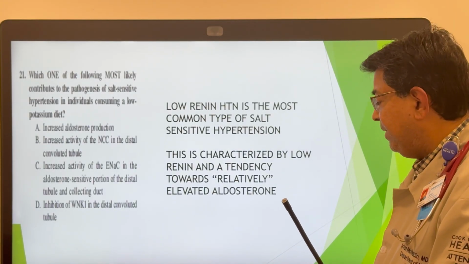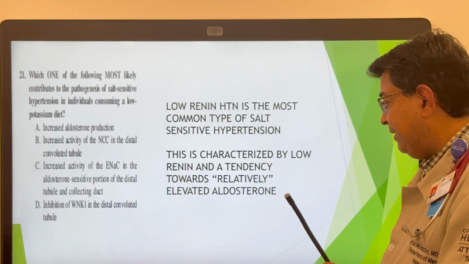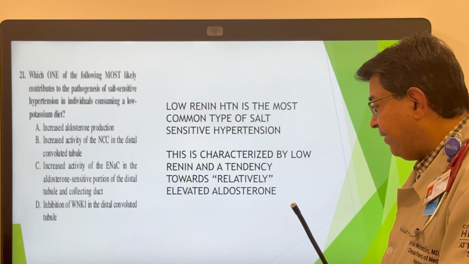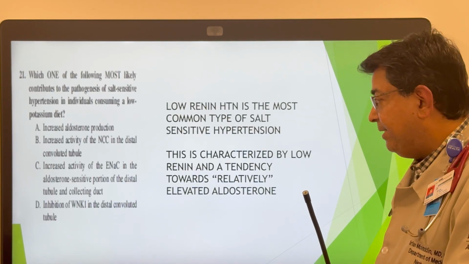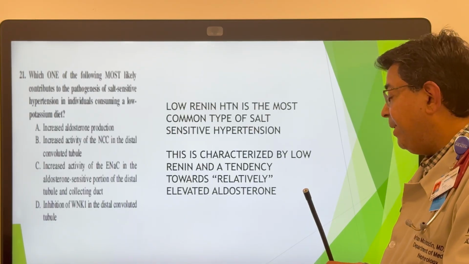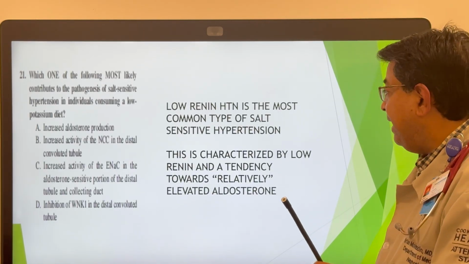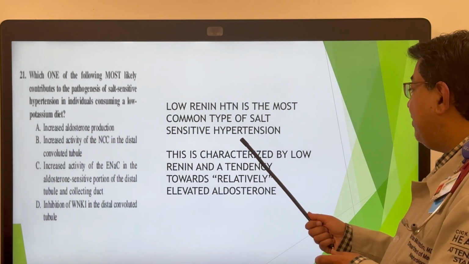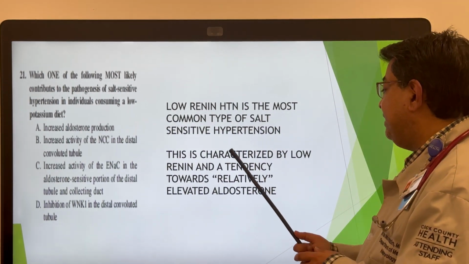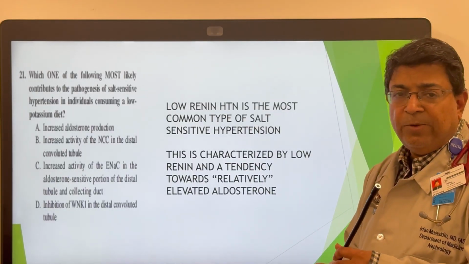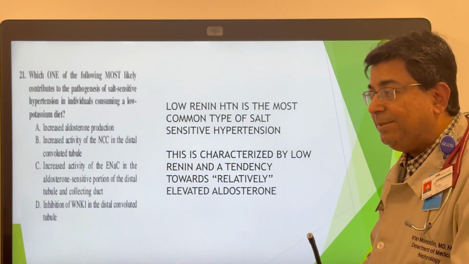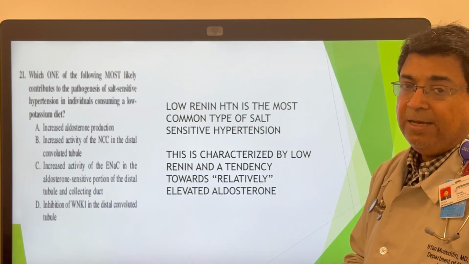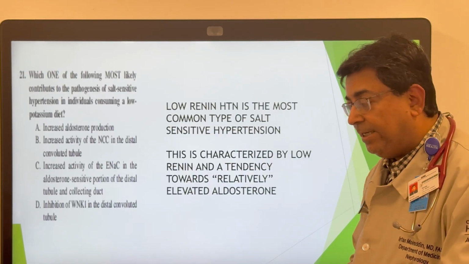All these disorders with channels and the Wnk kinases, etc., are kind of like monogenic forms of hypertension, and they're relatively rare. The most common, as I said, is low renin hypertension, and low renin hypertension is usually salt sensitive, which is characterized by a tendency towards elevated aldosterone. And frequently you'll have a normal aldosterone, but in these patients, aldosterone should be low. So even a normal aldosterone is still a relatively elevated aldosterone.